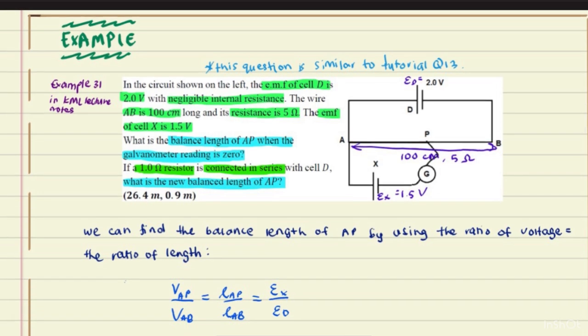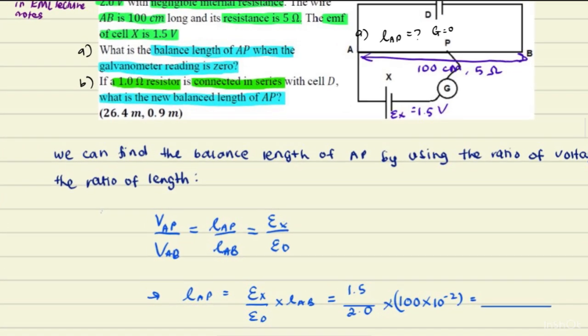So the first question goes, what is the balance length? So we know balance length is when galvanometer reading is 0. So dia cakap, what is the balance length of AP? Length AP sama dengan berapa if the galvanometer reading is 0? So we know that happens when this condition.